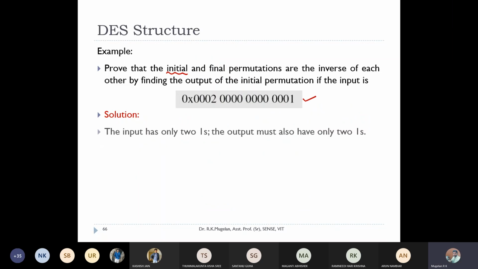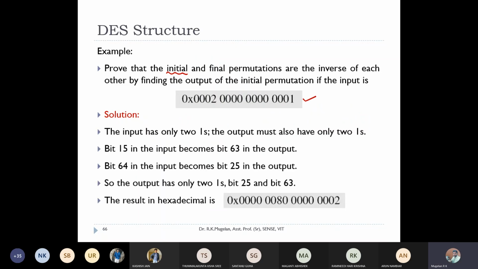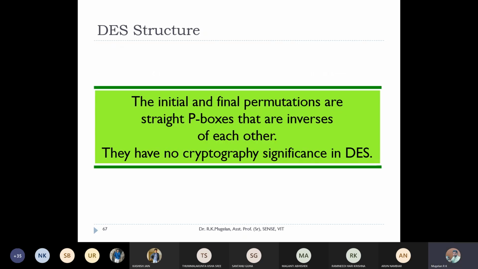Is it clear, guys, regarding this initial and final permutation? If it is clear, raise your hand so that I will move on to the next one. Okay, thank you, Kashish. What about Haru? So only two. Fine. As of now, some people would have got it. So the initial and final permutation boxes are straight P-boxes and are the inverse of each other.